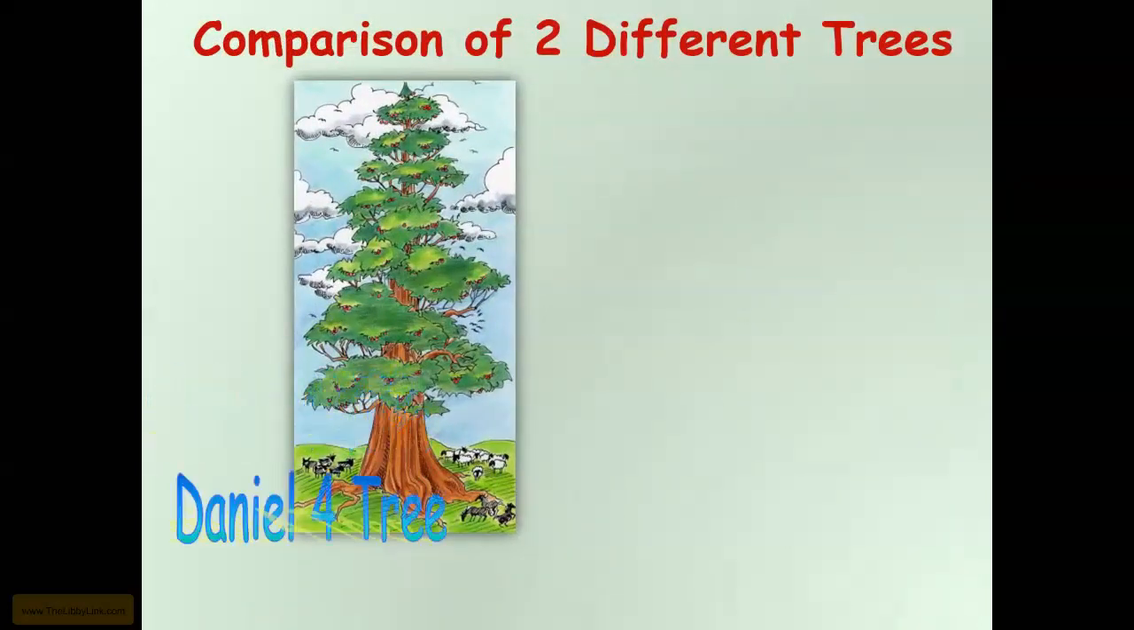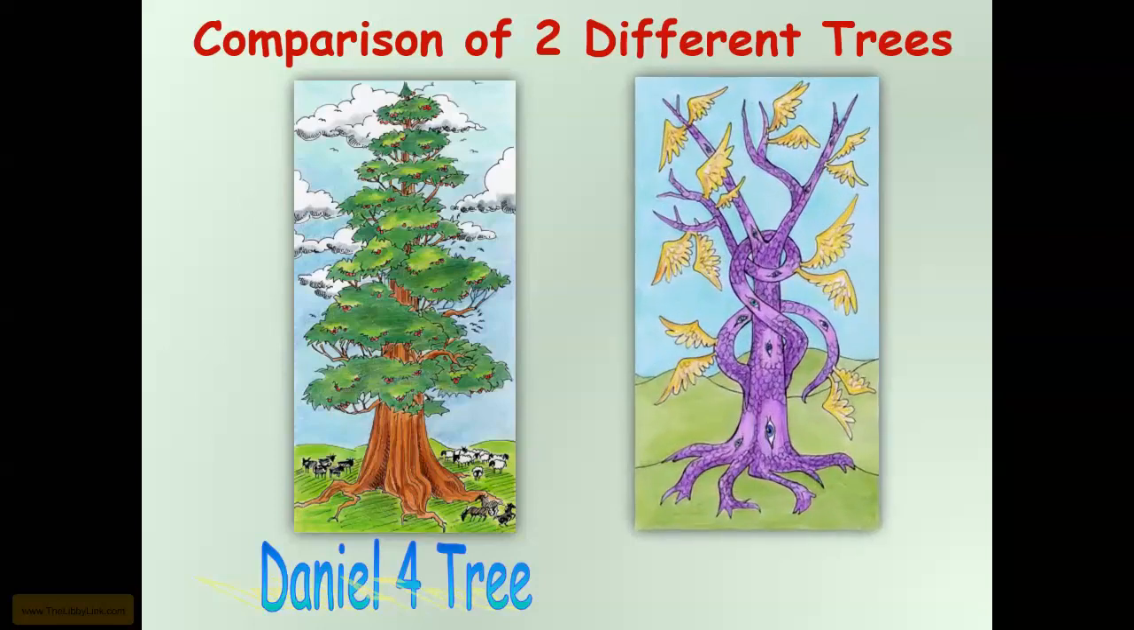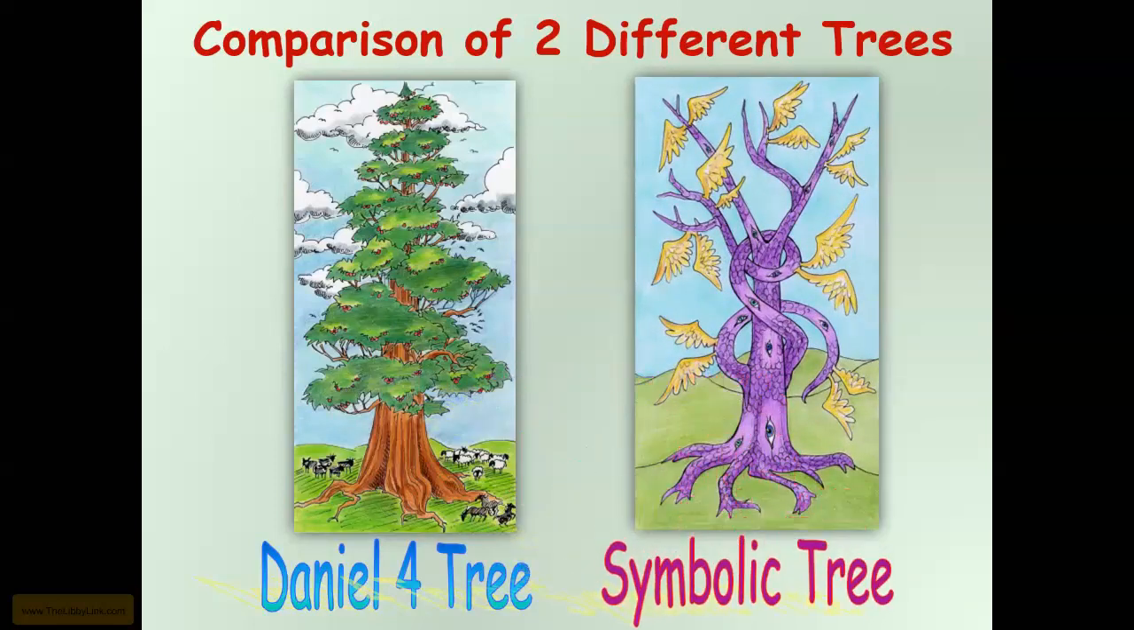Comparison of 2 different trees. Now let's do a comparison of 2 different trees. This is a picture of the tree described in Daniel 4. Now, here's a picture of a tree that would be considered a symbolic tree. Would you not agree? In this seminar, Daniel will demonstrate whether the tree of the king's dream is a symbolic tree or not.